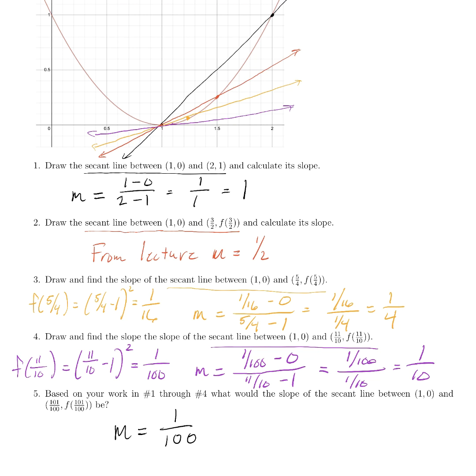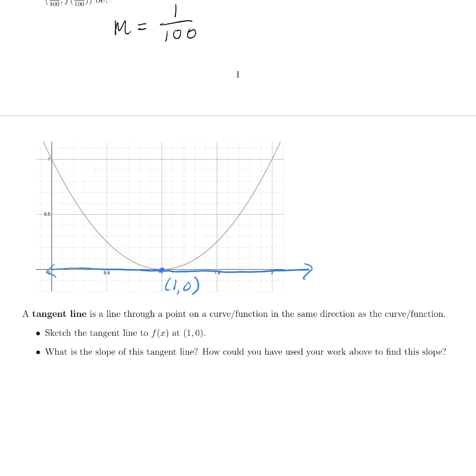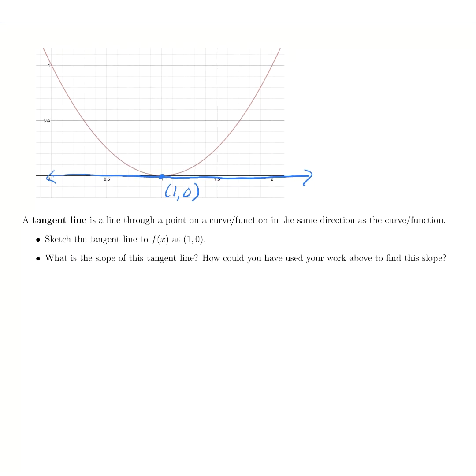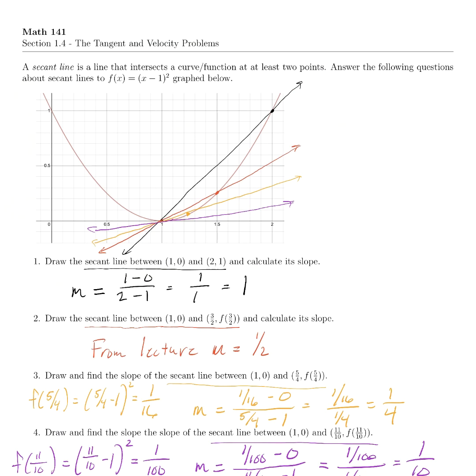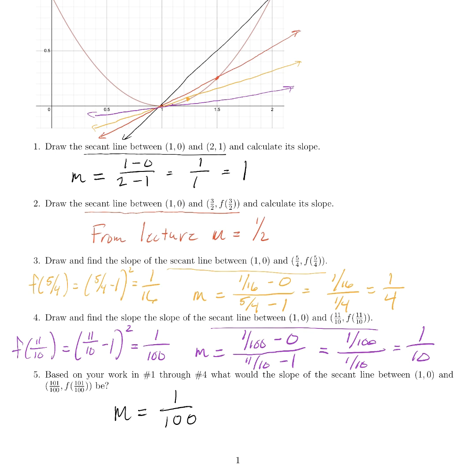Well, what are they starting to look more and more like as the x value moves down the curve towards the point (1, 0)? They are looking more and more like what is called a tangent line. So a tangent line is a line through a point on a curve in the same direction as the curve or function. So here I've sketched the tangent line to our curve at (1, 0). And if we go back up, we can see that our secant lines are starting to look more and more like that tangent line.